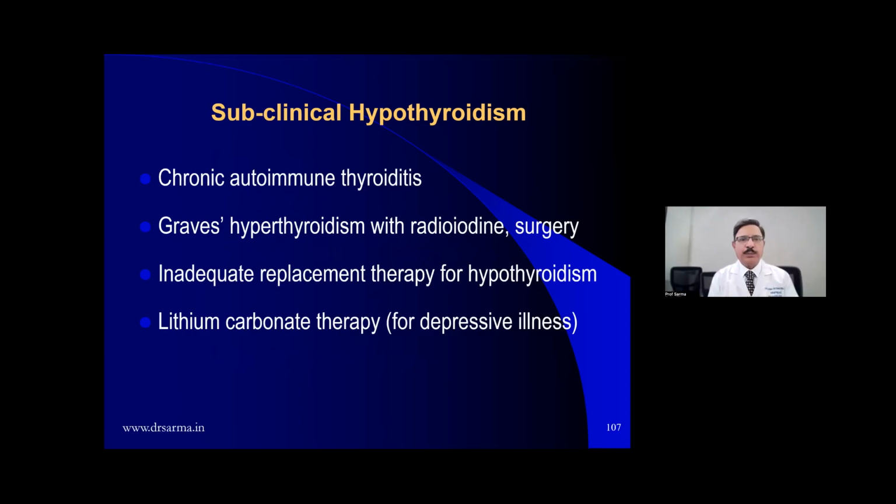If you see a patient with elevated TSH and normal FT4, is it chronic autoimmune thyroiditis? Is it Graves' over-treated with radioiodine and surgery, then post-surgery, post-radiation hypothyroid? Or am I not giving enough thyroid hormone? Or is the patient depressive, taking lithium? If these are excluded, then do a TPO. If TPO is positive, treat. If TPO is negative, follow every year.